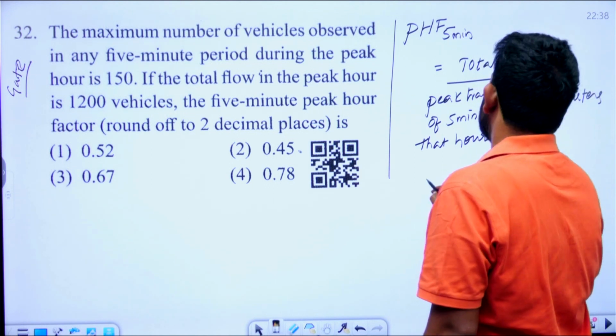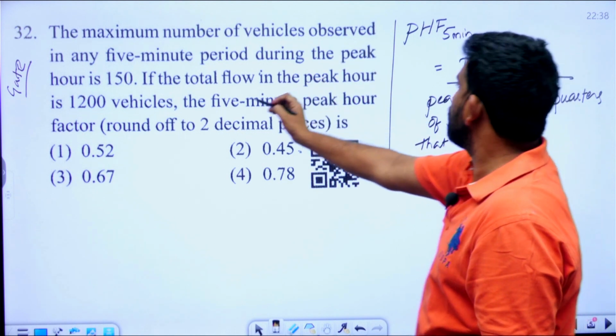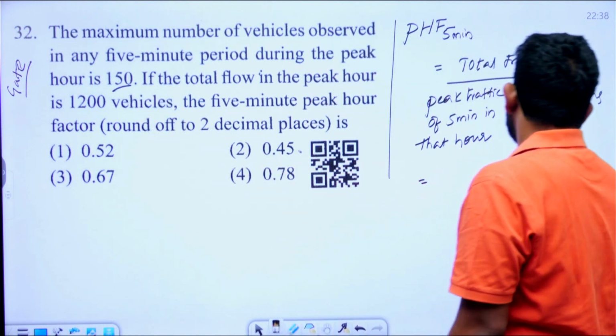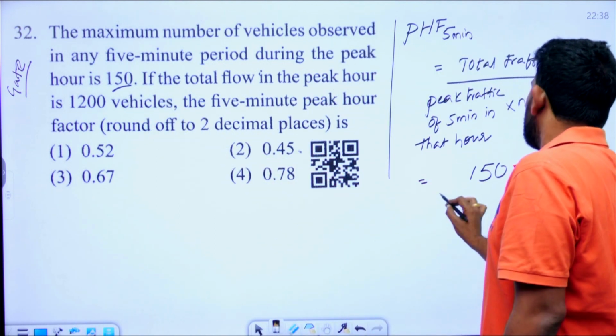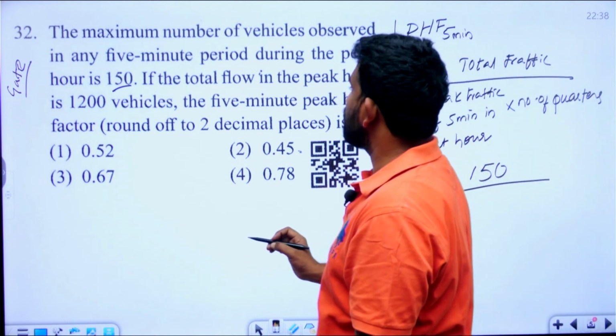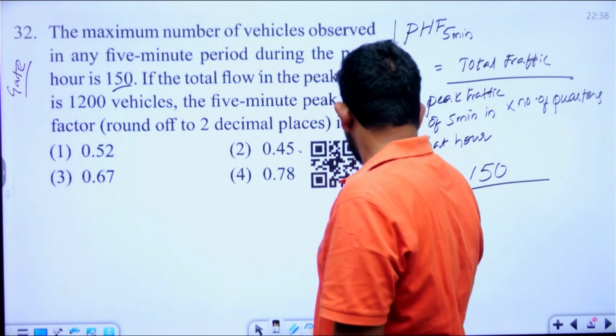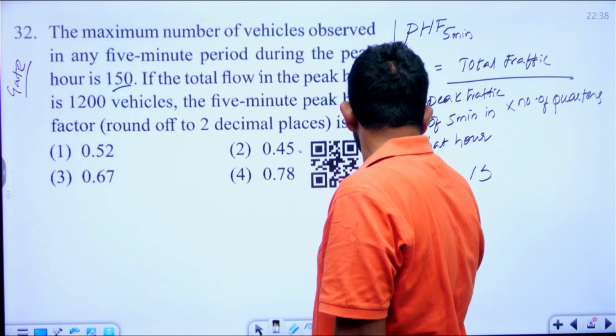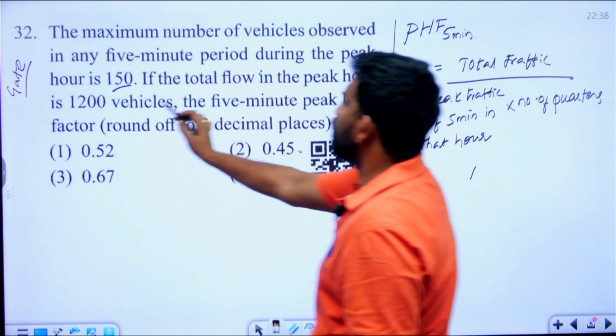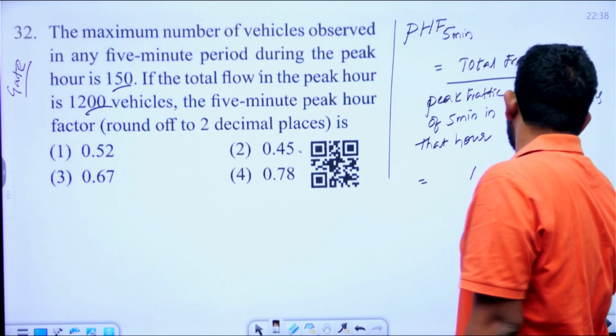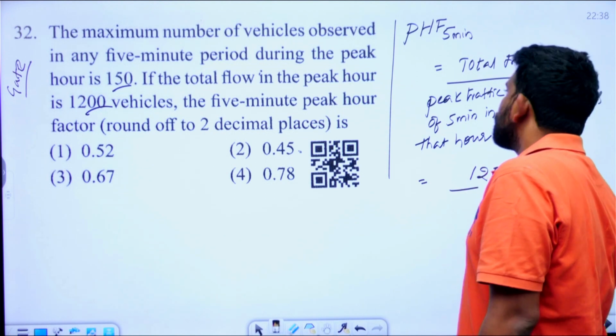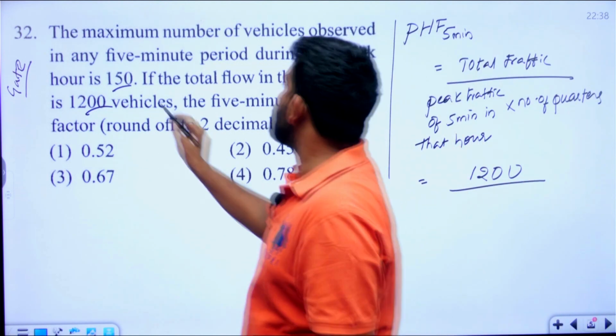If you simply apply this formula, the peak traffic observed in a 5-minute duration is 150. The total flow comes out to be 1200 vehicles, so here I am writing the total traffic as 1200. Fine. The peak traffic is observed in any 5-minute duration.